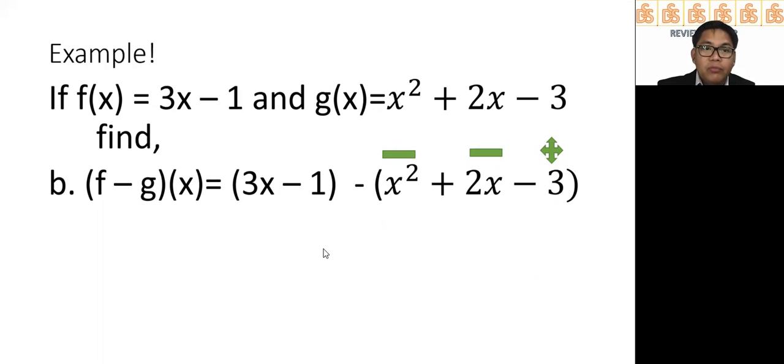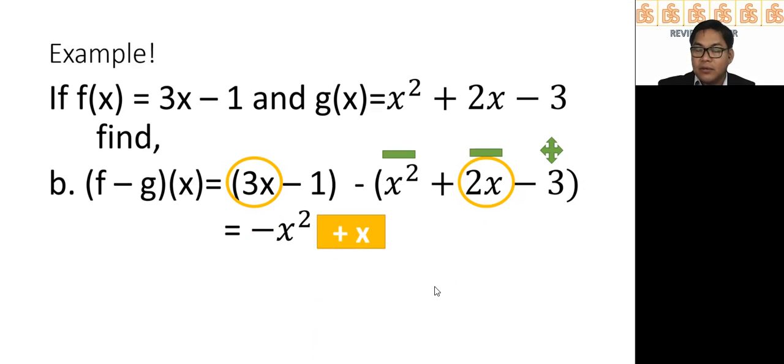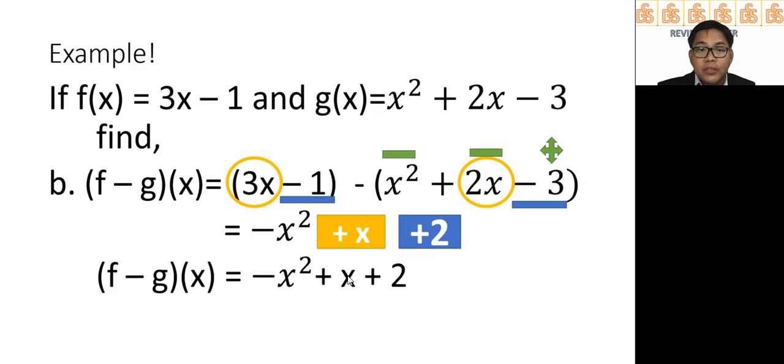Okay? And then again, we bring it down. So x squared, no other squared term here, so just bring it down. But this time, since the sign has been changed, then it will be negative x squared. And then 3x, and this time is negative 2x. So 3x minus 2x will be x, and then negative 1 plus positive 3 will be positive 2. Okay? Therefore, f minus g of x is negative x squared plus x plus 2.